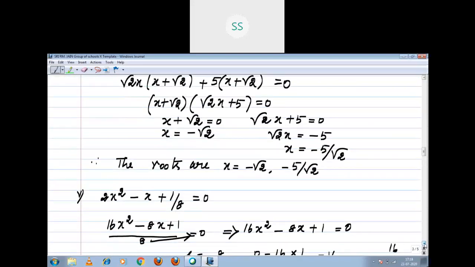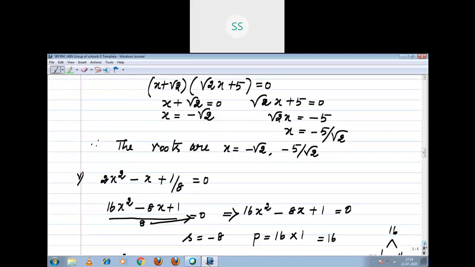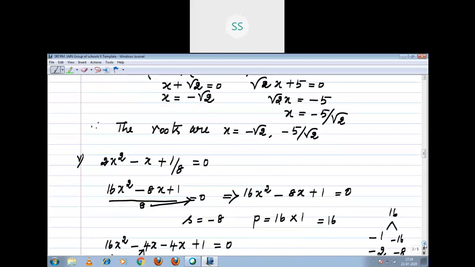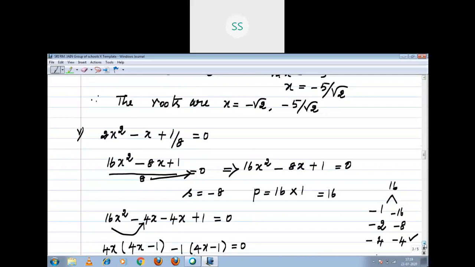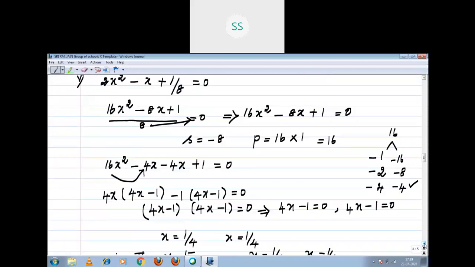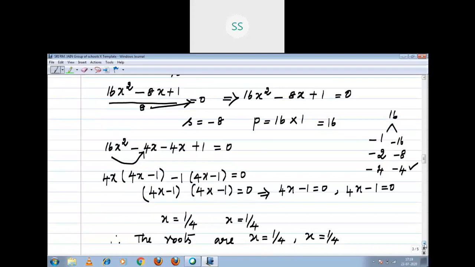16x square minus 8x plus 1. Sum is minus 8. Product is coefficient of x square into constant. Then the possibilities you select based on the sum negative, product positive. Both the possibilities are negative. Then you arrived at x is equal to 1 by 4 and x is equal to 1 by 4. Sometimes you may get equal roots, right?